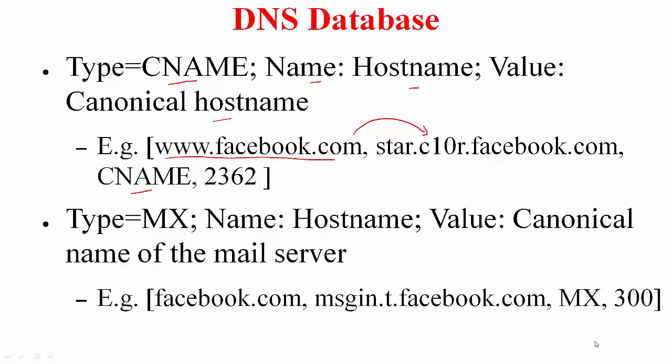And then there is the mail server aliasing, which is achieved through this type MX. In this case, the name is a domain name and the value is the canonical name of the mail server. So for example, this is the domain and this is the mail server that corresponds to this particular domain. So here are a few rules.